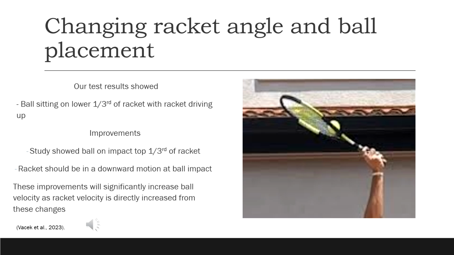If the participant at the time of the ball impact had a downward motion of the racket with ball contact on the upper third of the racket, this would significantly increase ball velocity as racket velocity will be maximized as it will no longer be accelerating. These improvements are recommended to maximize ball velocity.